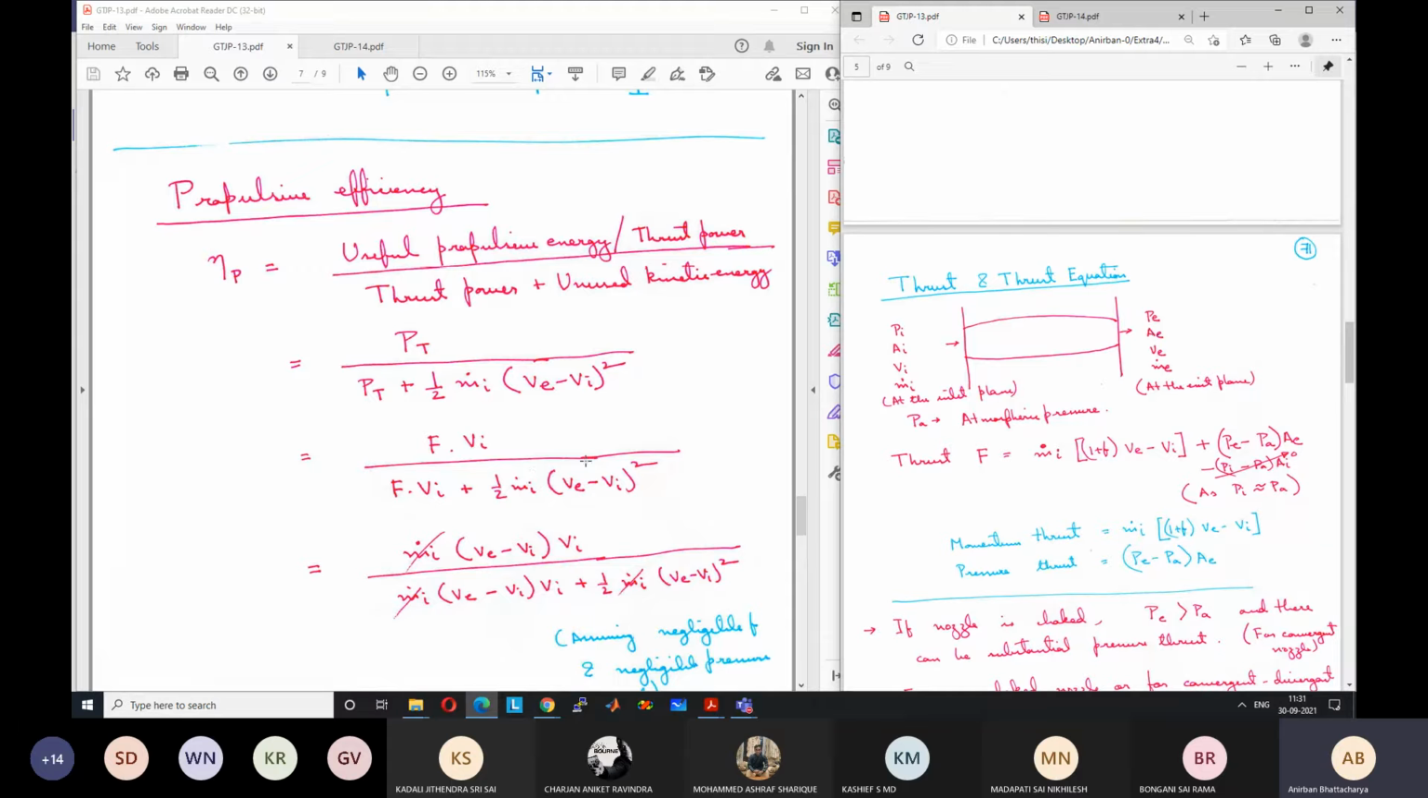This is the velocity from an absolute reference frame. Okay, velocity of the exhaust gases from an absolute reference frame. Any questions? Is this part clear? This has to be very clear. Okay. Yes, sir.